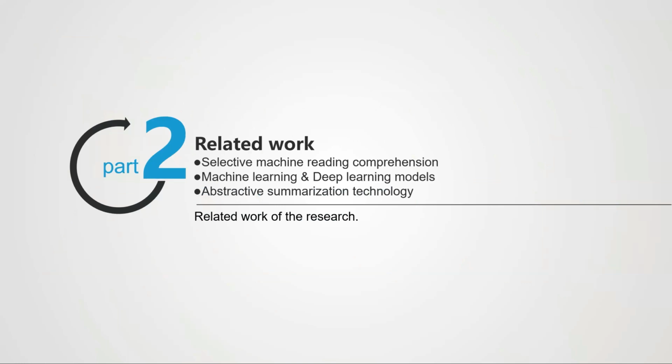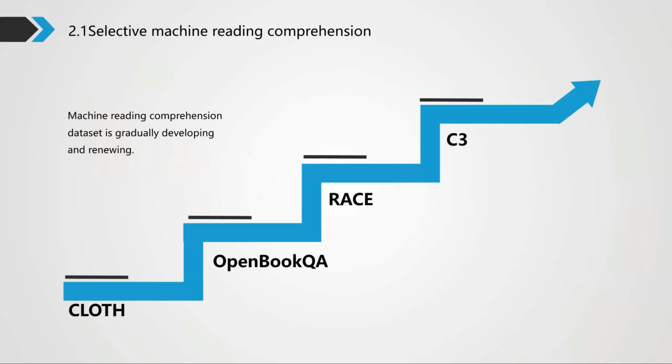Then I will talk about the related work. Machine reading comprehension is based on human beings' actual reading, understanding text content and answering related questions. In this task scenario, the machine will accept the input article content, question content, and option content to answer questions and give answer options. The selective reading comprehension can choose the most suitable answer from the alternative options based on the given article content, question content, and option content.